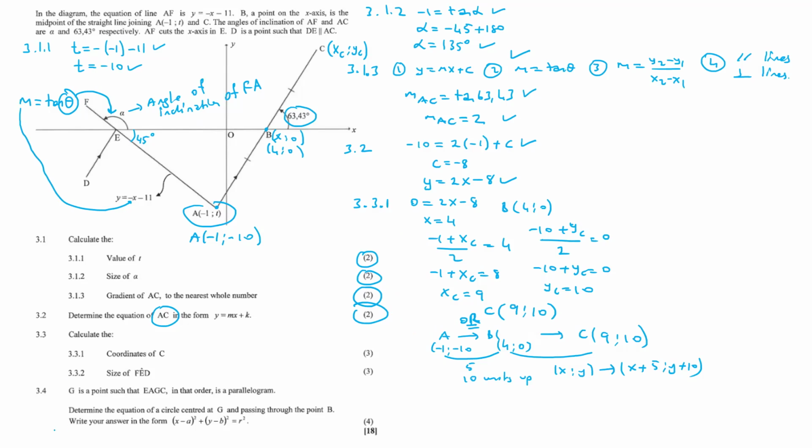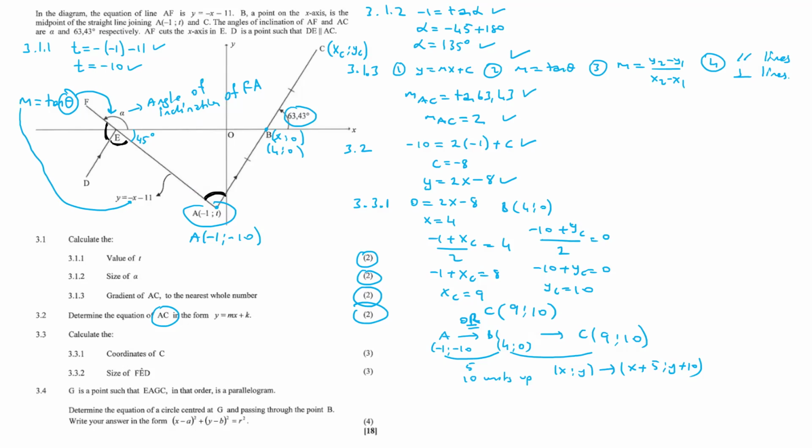This was 3.3.1. Next question, the size of FED. Again, to solve these kinds of questions, FED is here, this part, right? It is not an angular inclination of a straight line ED, but we have a parallel line, so I can find out, how many marks is it? 3 marks. I can find out angle FAD, which is this angle. So that's going to be an alternate angle, DEA.